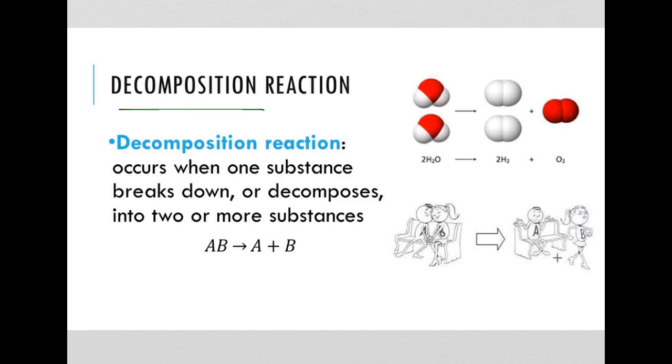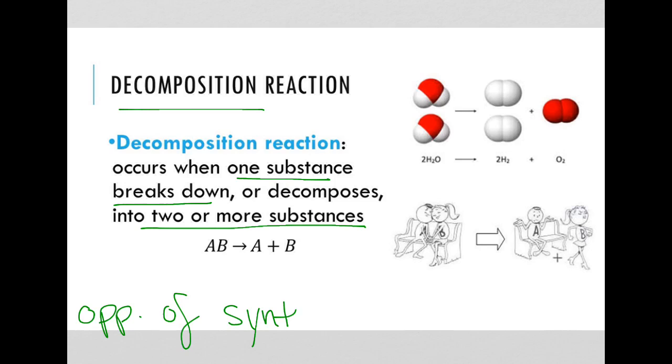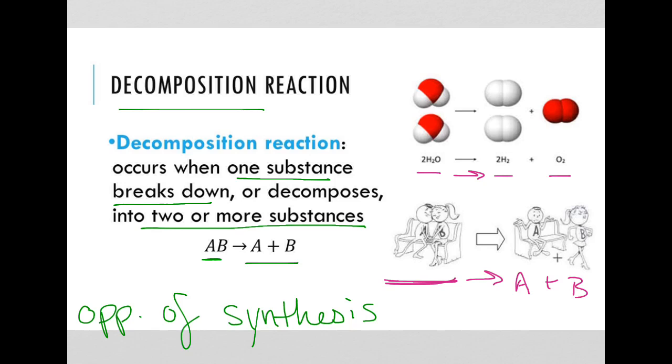A decomposition reaction, again, you can think of what that means to you. When I think of decomposition, I think of decomposing, things breaking down. A decomposition reaction occurs when one substance breaks down or decomposes into two or more substances. So that's basically the opposite of a synthesis reaction. And so if we look at this equation, it's AB makes A plus B. So here we have an example. Water can turn into hydrogen and oxygen, or in the case of the couple that we had before, A and B together can make A separate and B separate.